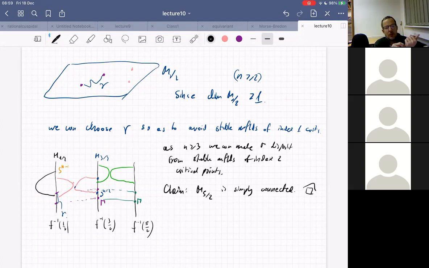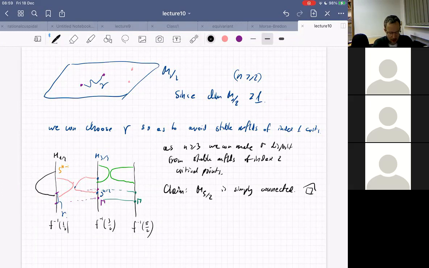And the question is, where did we get the vector field from? Is it just arbitrary? An arbitrary gradient-like vector field for the function. Okay. Thanks. Okay. So M^{5/2} is simply connected.